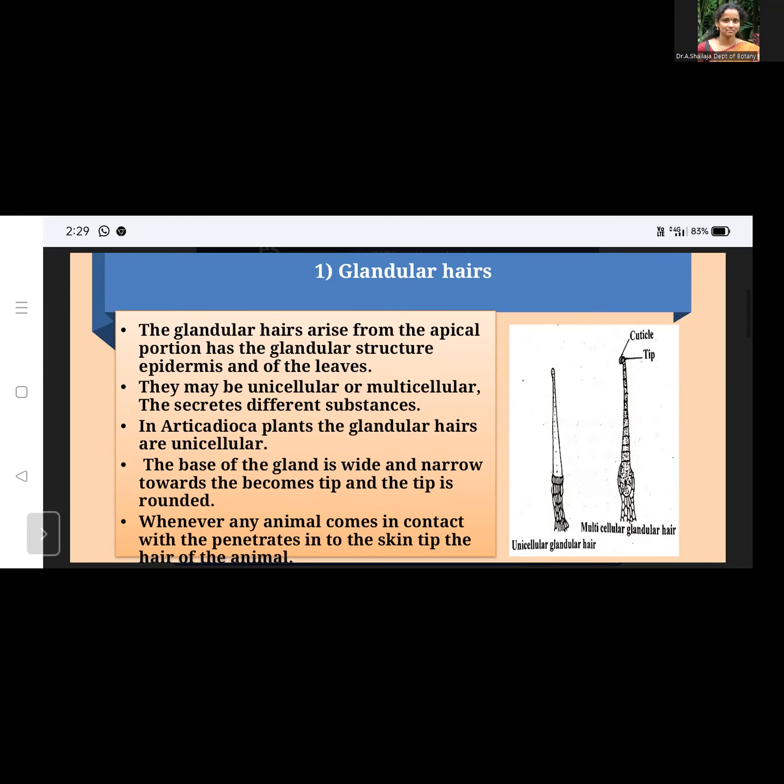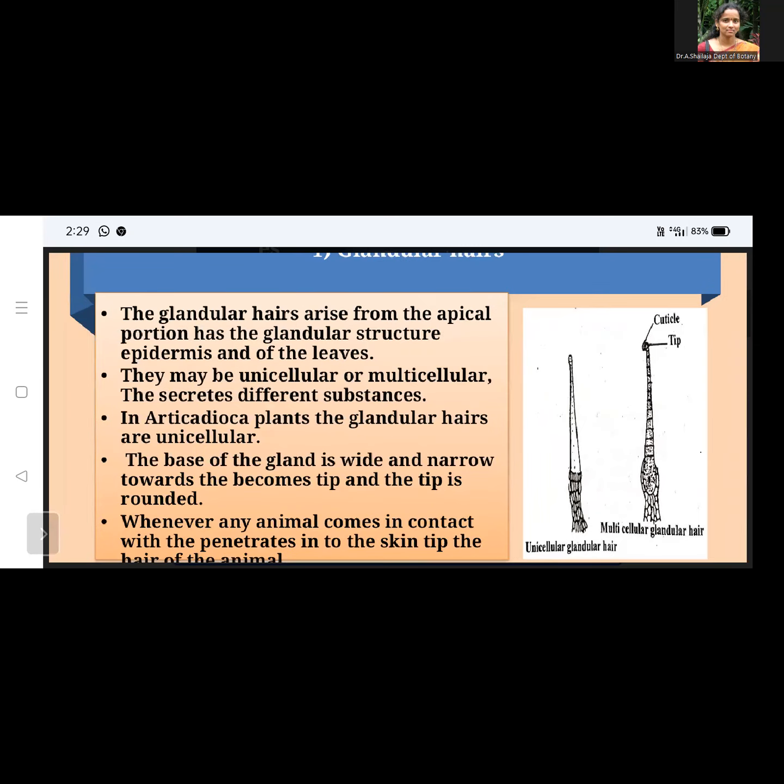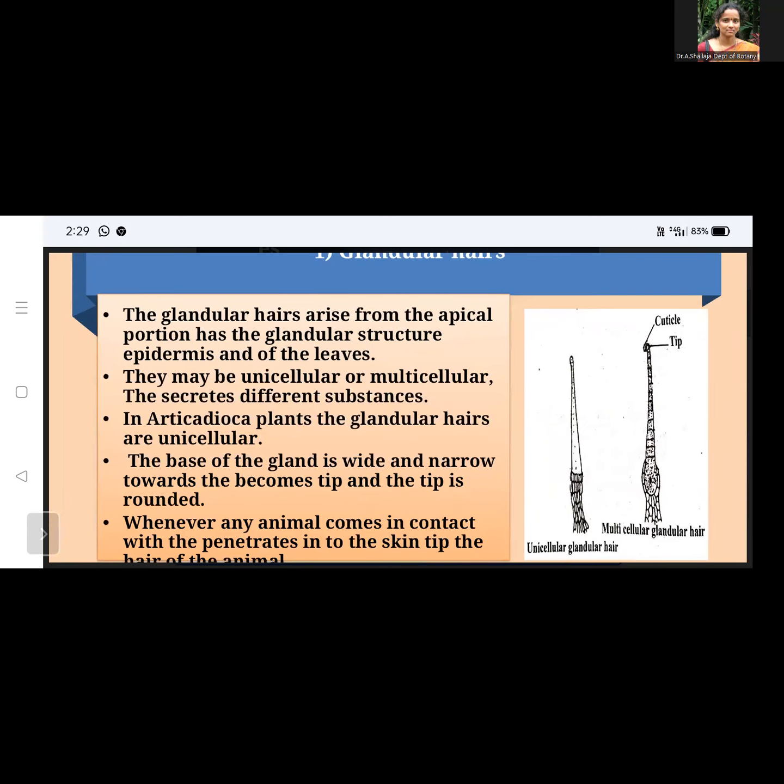It may be any one of them. The base of the gland is very wide and becomes narrow towards the tip, and the tip is rounded. See here, the tip is rounded and the base is wide and narrow towards the tip. This is the structure of the glandular hair. It may be unicellular or multicellular.